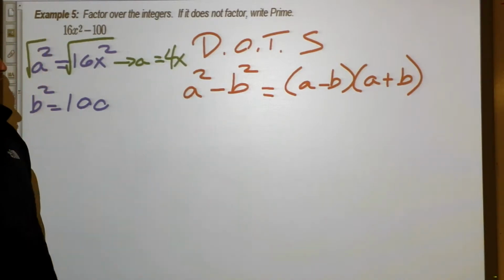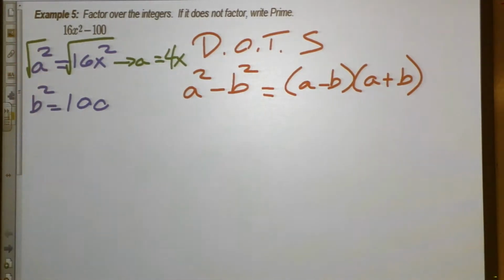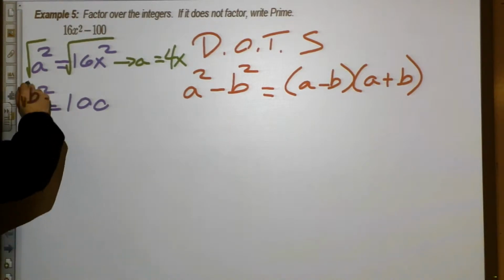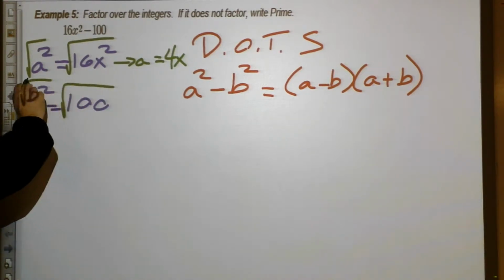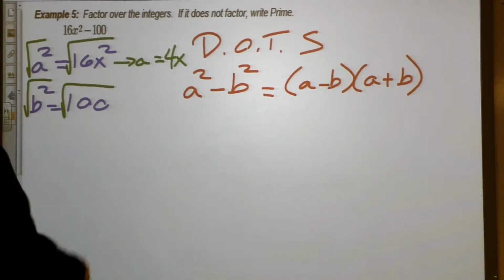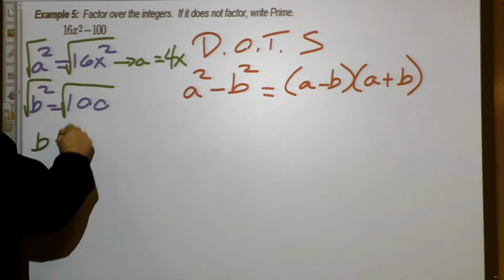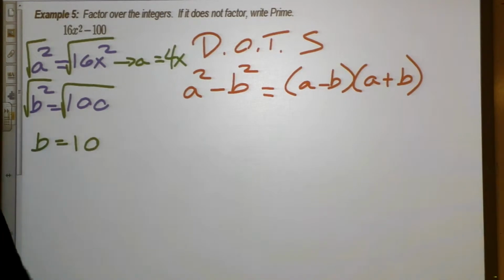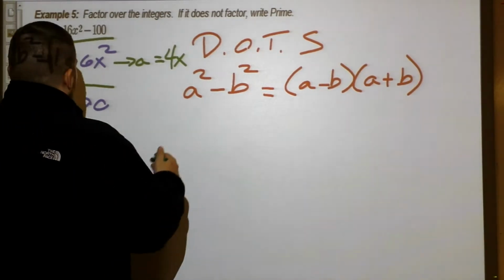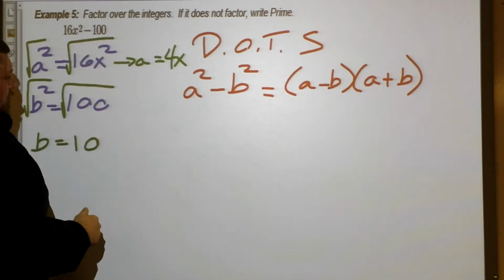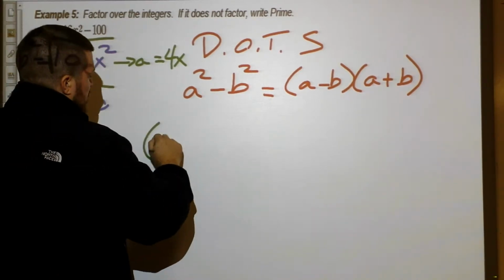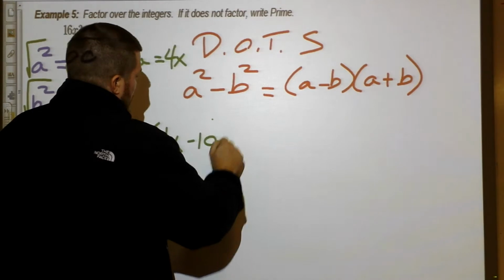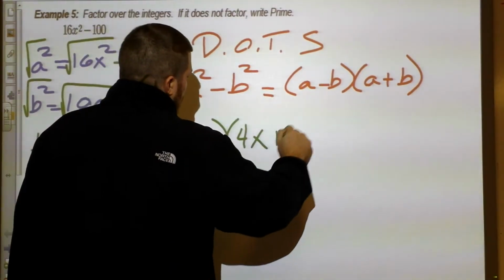So everywhere I see an a now in my pattern, I'm going to put in a 4x. Same thing. Square root both sides, square and square root undo each other. So I have b, and then square root of 100 is 10. So everywhere I see a b now, I'm going to plug in my pattern and put in a 10. So that means 16x squared minus 100 can be factored into 4x minus 10 and 4x plus 10.